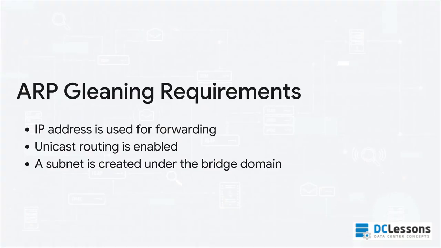Now, this doesn't just happen by magic. For ARP Gleaning to work, you've got to have three things lined up. First, the traffic has to be IP-based, obviously. Second, you need to have unicast routing enabled on the bridge domain. And third, that same bridge domain needs a subnet configured, because that's where the gateway IP lives. You check those three boxes and you're good to go.